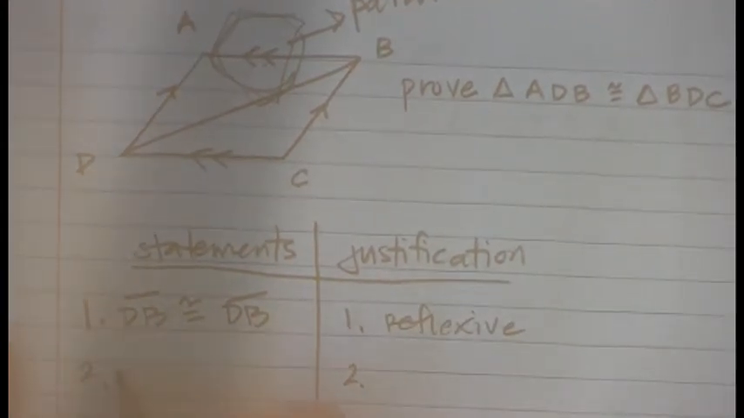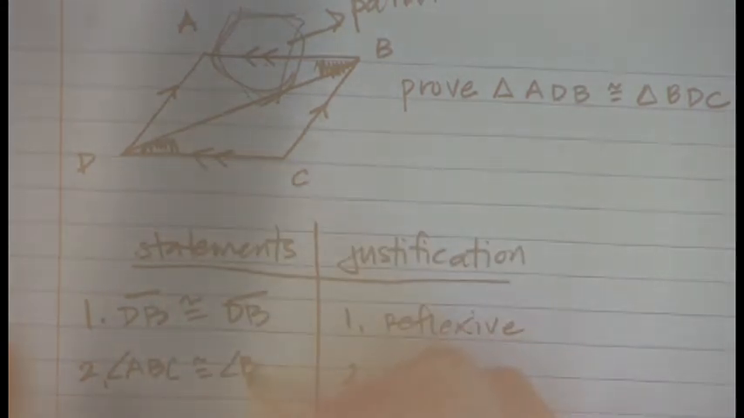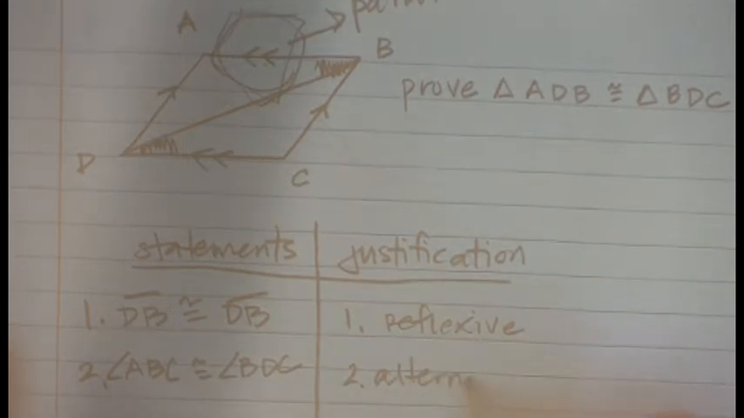Charlie, got it? Angle ABC, so that would be here. Just close the door, because obviously you can't control yourself. Is congruent to BDC. And Charlie, what would be my justification? You are on fire with alternate interiors today. Nice.